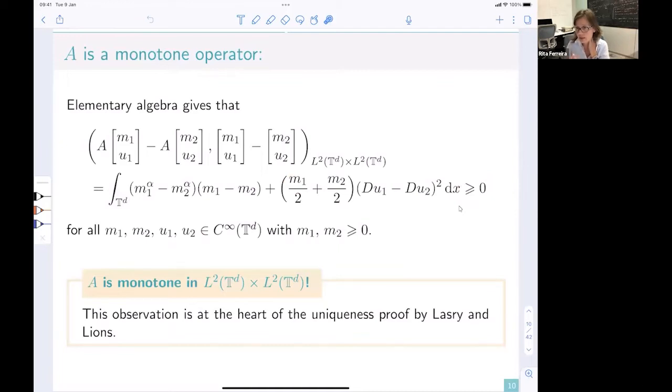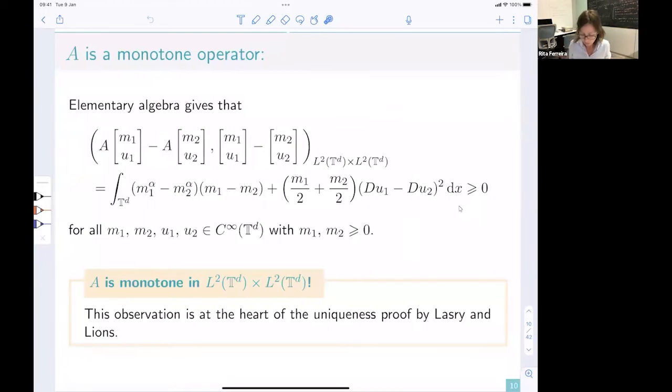And this is not a new observation. This is not something that we take credit for, because this computation is at the heart of the proof of uniqueness of smooth solutions by Lasry and Lions.